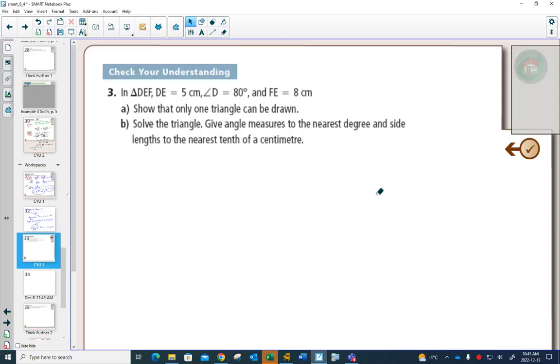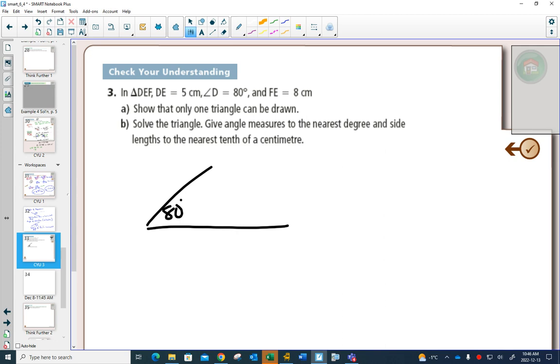So in triangle DEF, they tell us that DE equals 5, angle D equals 80, and FE equals 8. One of the things that I recommend to students to connect your mind to what we did at the beginning is when an angle is given, make that angle in the same place that we had the 30-degree angle when we did that activity to begin with. It will help you visualize it because it connects to an experience you already have.